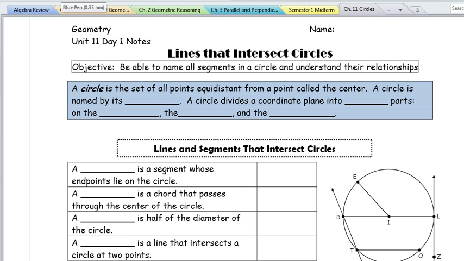Okay, so that center is the same distance away from all the edges, if you will. A circle is named by its center. So we could name a circle as circle R or Q or whatever it is. The one to the right here below is circle I.